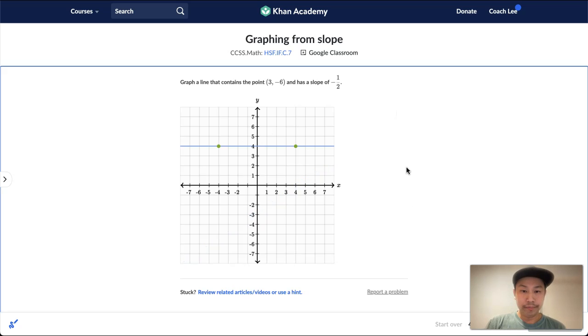Okay, so one more here. We go to the point 3, -6. Let's start there. So 3, -6. For sure it goes to this point. And I don't know where this point goes until I apply my slope.